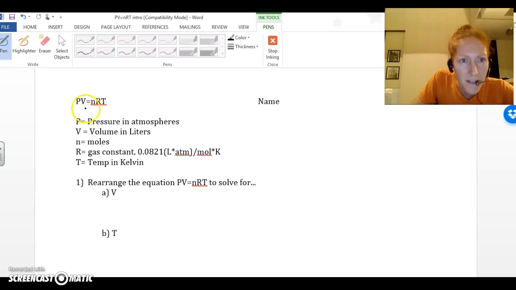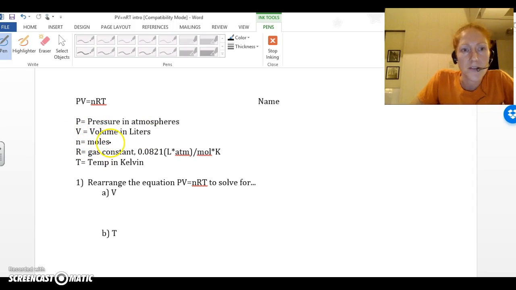Let's talk about the ideal gas law. So this is the ideal gas law, PV equals nRT, where P is going to be pressure in atmospheres, V is the volume of a gas in liters, n is how many moles of a gas you have.